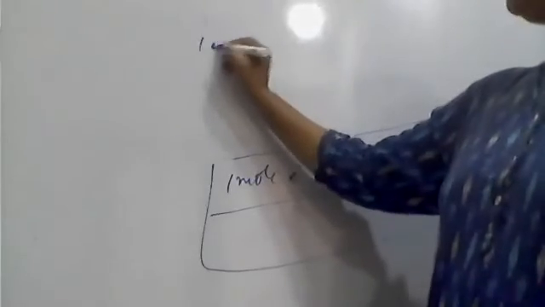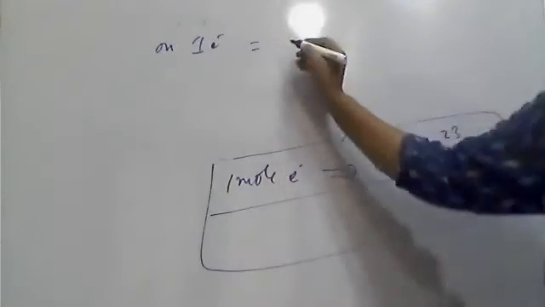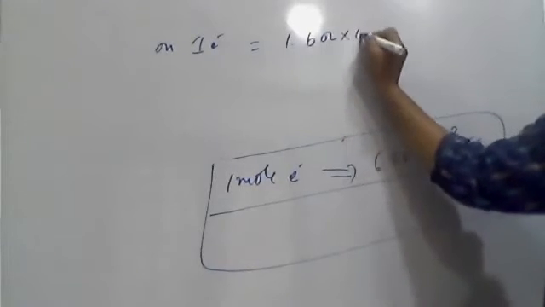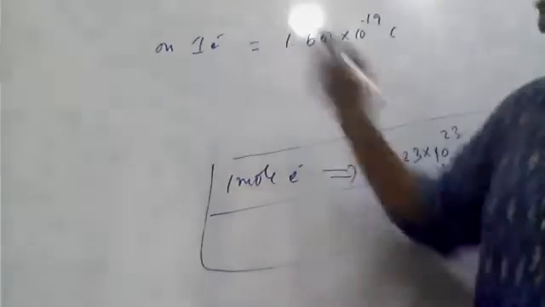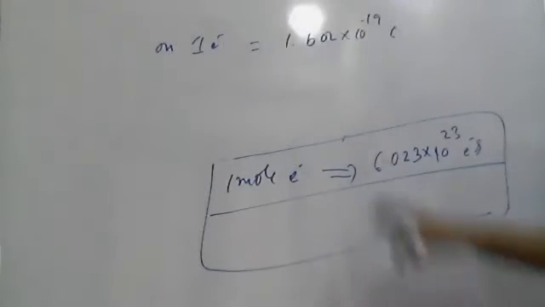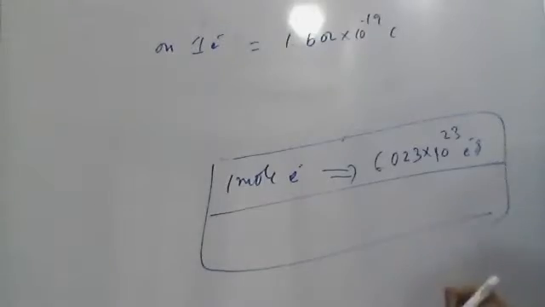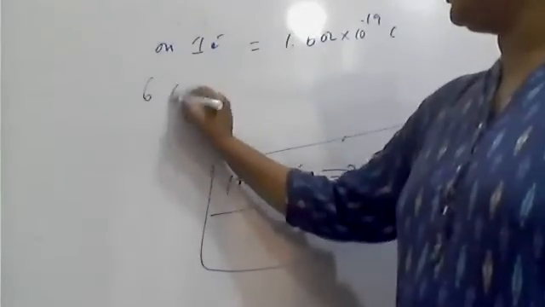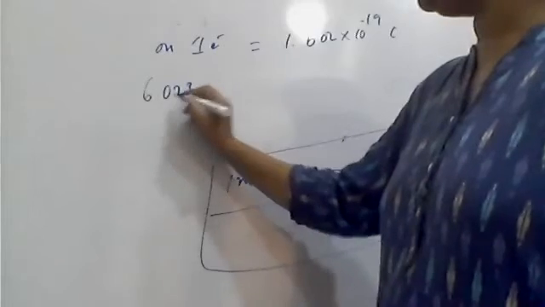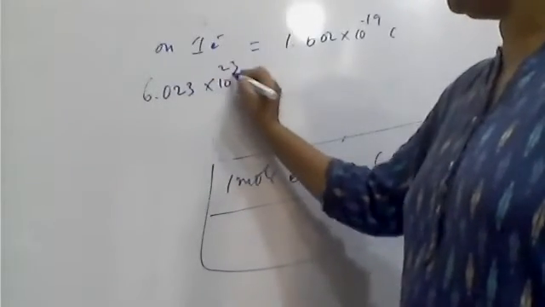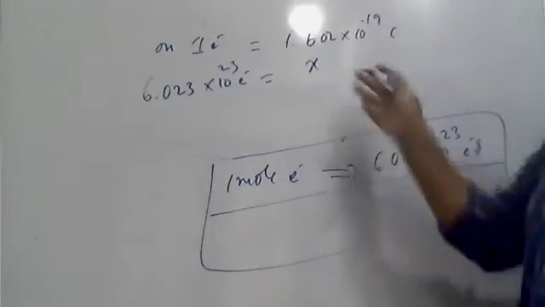So the charge on 1 electron, what is the charge? 1.602 into 10 power minus 19 coulomb. It is the charge of 1 electron. And 1 mole of electrons contains Avogadro number of electrons, therefore 6.023 into 10 to the power 23 electrons. For this, how much? I don't know. That is X.